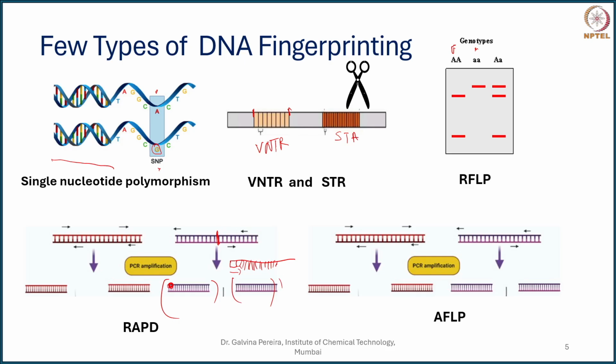A little advanced technique is what is called AFLP, amplified fragment length polymorphism. In amplified fragment length polymorphism, whenever the cutting happens, imagine the cutting is happening here.